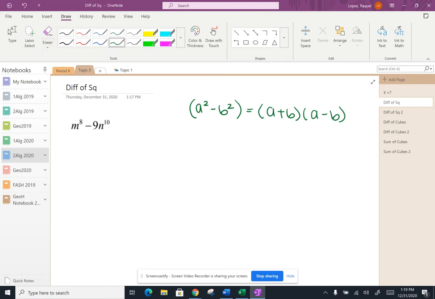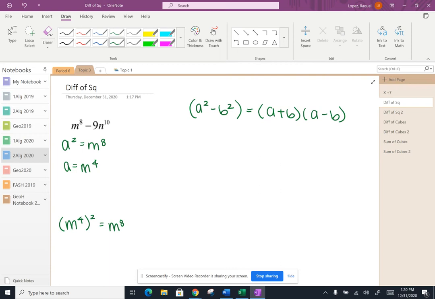The first thing I want to do is identify what my a squared is and what my b squared is. Well, a squared is going to be m to the 8th. Now when I'm trying to figure out what my a is, I need to ask myself what can I square so that I get m to the 8th? The answer is m to the 4th, because as a reminder down here, when I have m to the 4th and I raise it to a power of 2, my answer is m to the 8th. When I've got a power to a power, I multiply those exponents and I get m to the 8th.